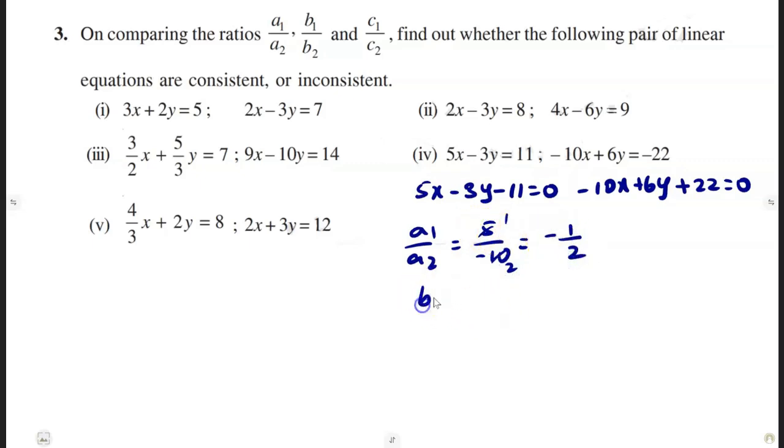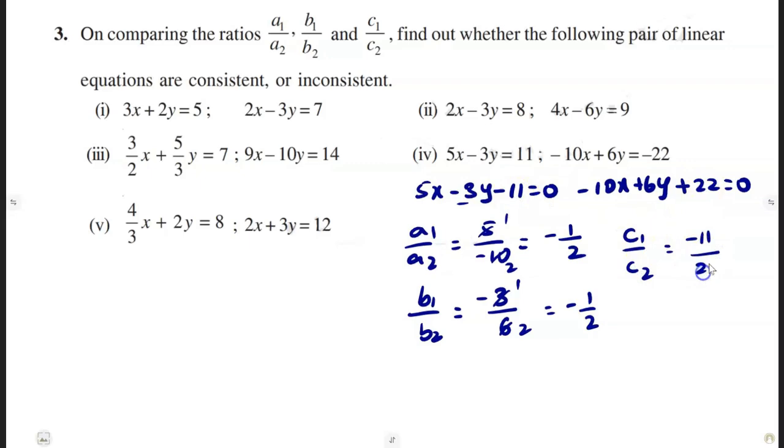Now coming to b1 by b2. Let us do b1 by b2 also. So b1 is minus 3 here. b2 is plus 6. So again doing cancellation, 3 ones, 3 twos with the minus sign. Again we will get minus 1 by 2. So there is a need to find c1 by c2 also, whenever a1 by a2 and b1 by b2 are equal. So let us do c1 by c2 also. Here c1 is minus 11, c2 is plus 22. If you do cancellation, 11 ones, 11 twos, again we are getting minus 1 by 2 only.